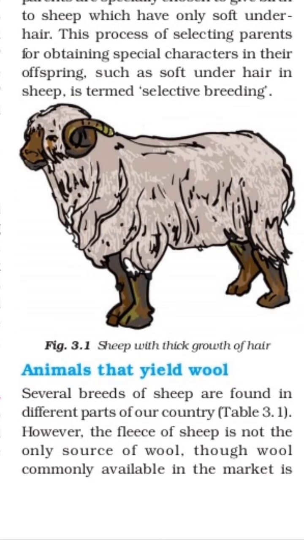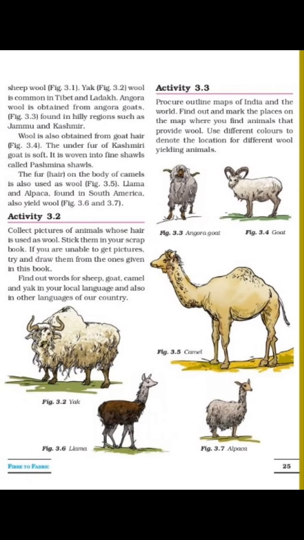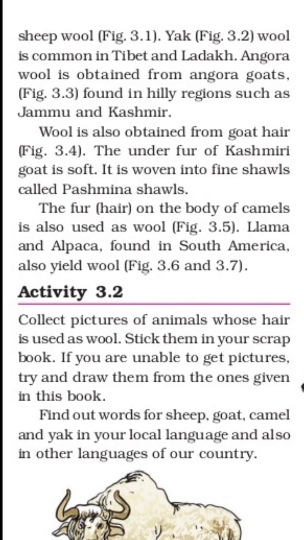However, the fleece of sheep is not the only source of wool. The hairs present on the sheep are not the only source of wool. Though the wool commonly available in the market is sheep wool, yak wool is common in Tibet and Ladakh. Yak is found in the Tibet and Ladakh region.